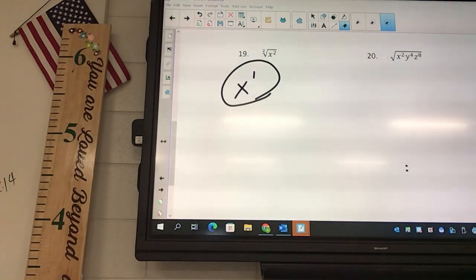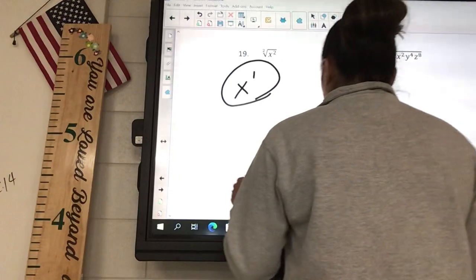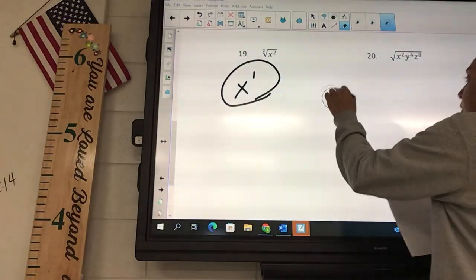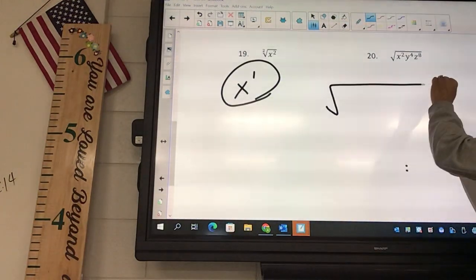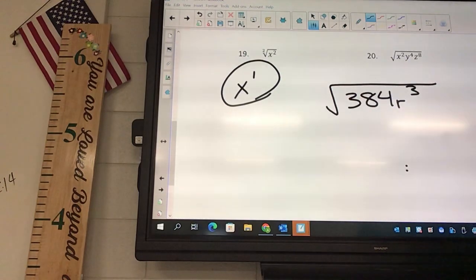Okay, and then lastly, I'm gonna show you what's going on for tomorrow. Let's do this one. So I got a square root, so put your pencil down, pay attention. 384 R cubed.